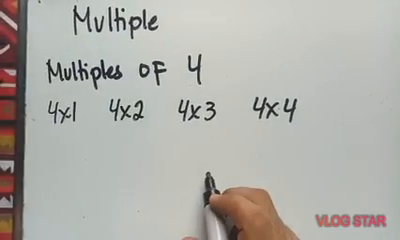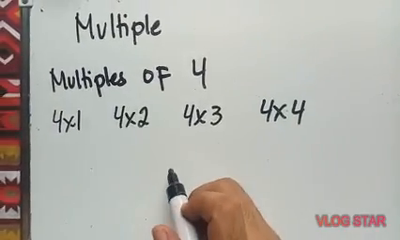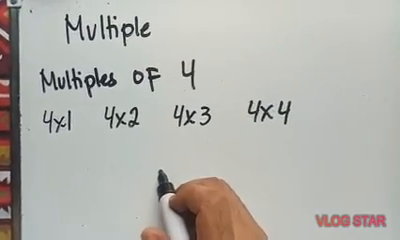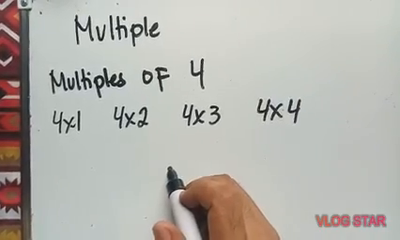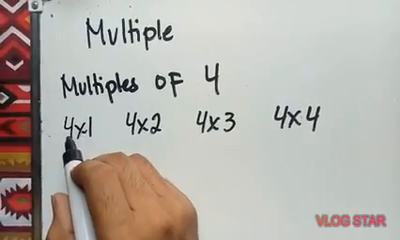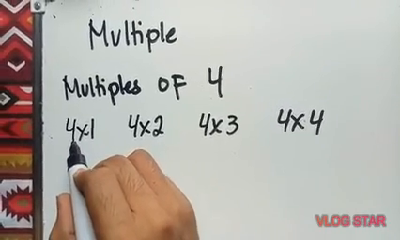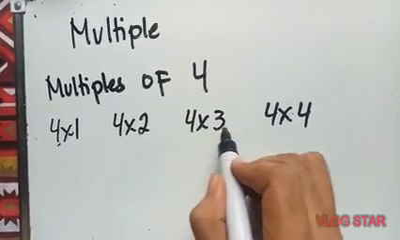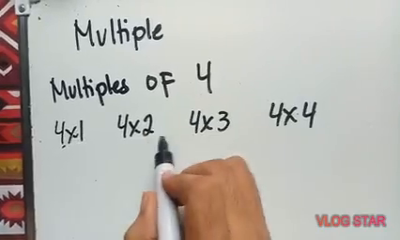Next is multiple. A multiple is any number that is a product of that number and a counting number. So I will repeat, a multiple is any number that is a product of that number and a counting number. So this is the number and the counting number.